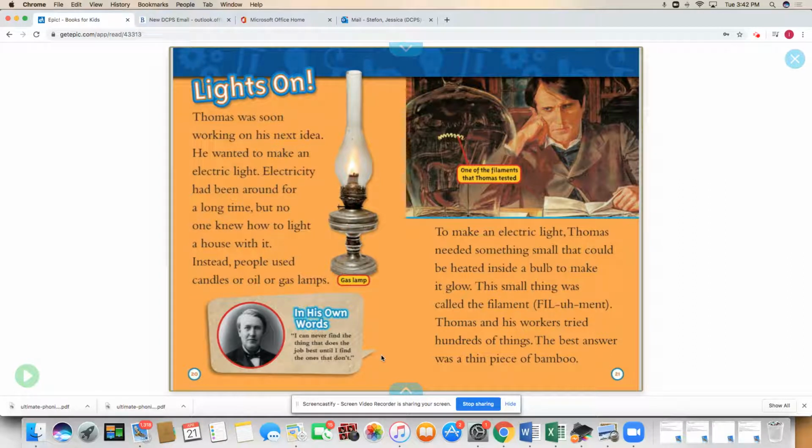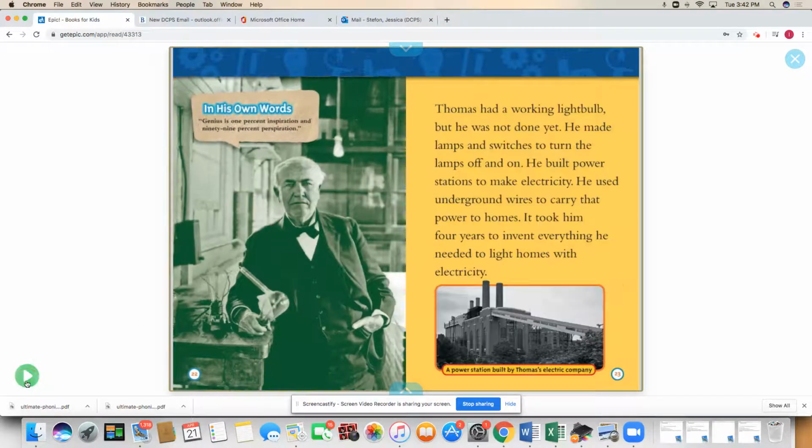Sometimes when we fail or have troubles, we want to give up in life, right? When we're trying something new. But that's the best way to find the best answer to our problems. We're going to keep trying and trying and trying until you get the job right or find the answer to your problem. And Thomas Edison is a great example of this. In his own words, genius is 1% inspiration and 99% perspiration.